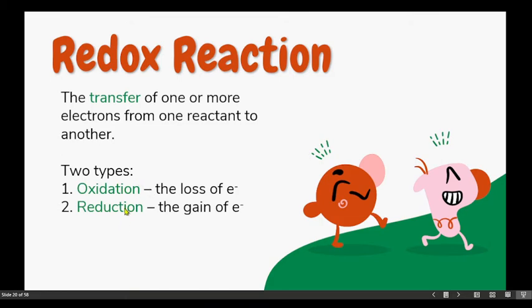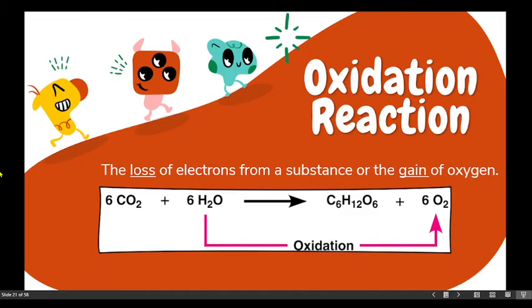So what's the difference between the two? Let's find out. First, the oxidation reaction: this is the loss of electrons from a substance or the gain of oxygen. So, oxidation, the gain of oxygen. Let's look at an example here. I have a chemical equation over here. On the reactant side, we can see there's water. Let's try to count the number of oxygen molecules present here. That's 6 times 1, that's 6. So we have 6 molecules of oxygen on the reactant side.